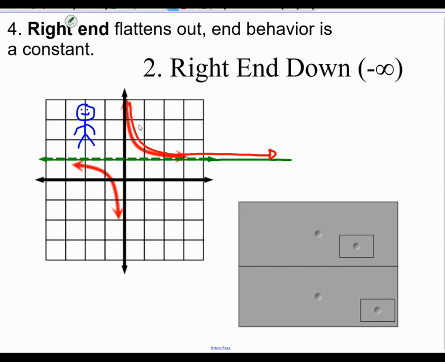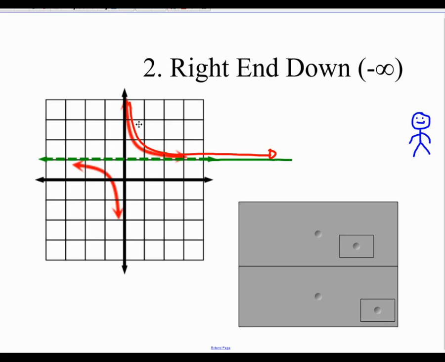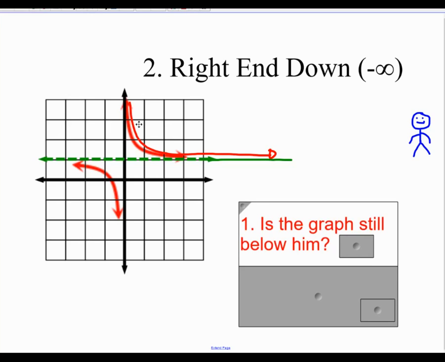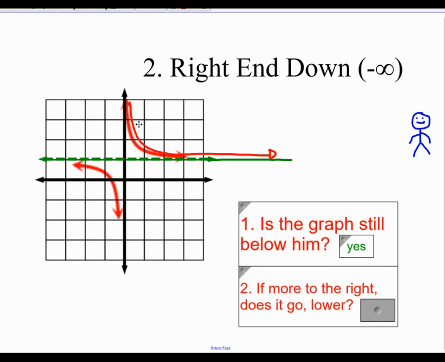Remember, that asymptote comes out here with it. Let's take our imagination as far to the right as we possibly can. Let's get rid of that and say, okay, it's going down, so it's got to be negative infinity. Let's ask those questions. Is the graph still below our imagination? Clearly, yes. And here's the rub. If more to the right, does it go even lower? The answer to that is no.